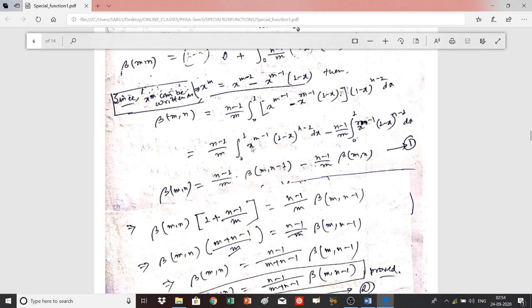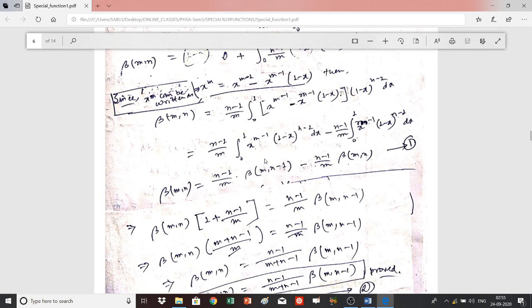And you know that this integral from 0 to 1 of x^(n-1) (1-x)^(n-2) you can write as beta(m, n-1), since you know that beta(m,n) is equal to the integral from 0 to 1 of x^(m-1) (1-x)^(n-1). So here, if you replace n by n-1 in the definition of the beta function, then that will give you this. So from here you can write this term is beta(m, n-1).